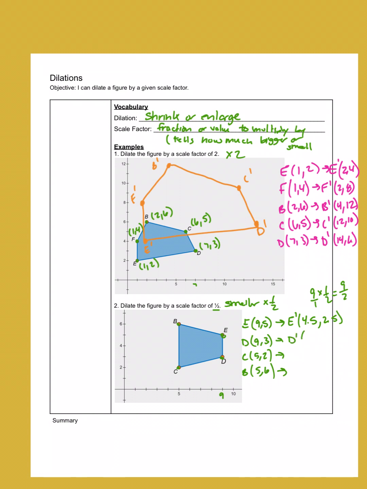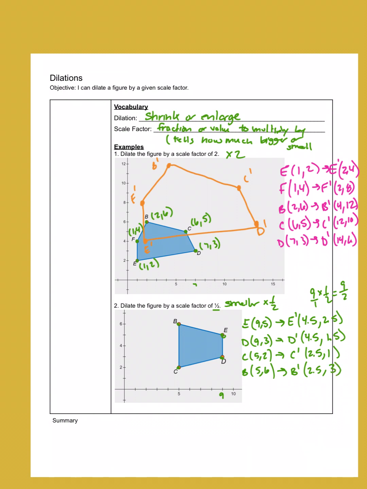For D prime, 9 divided by 2 is 4.5. 3 divided by 2 is 1.5. For C prime, 5 divided by 2 is 2.5. And 2 divided by 2 is 1. For B prime, 5 divided by 2 is 2.5. And 6 divided by 2 is 3.